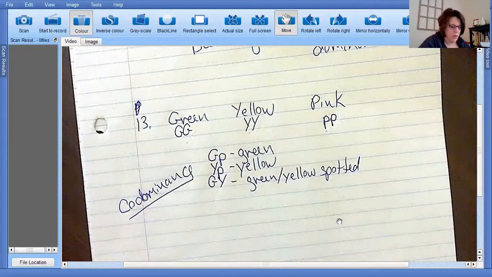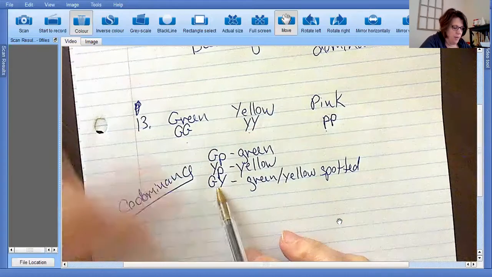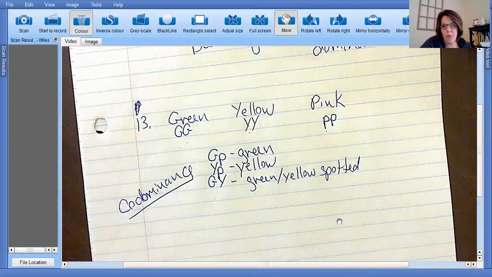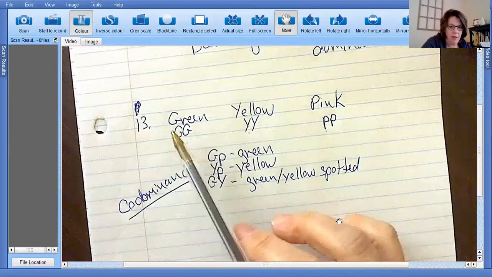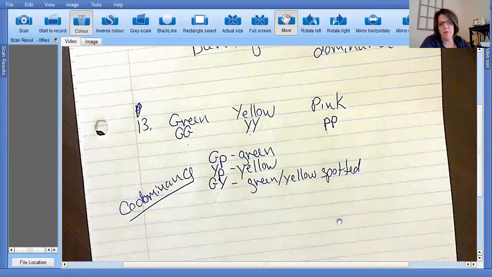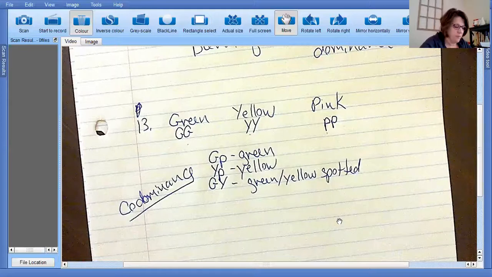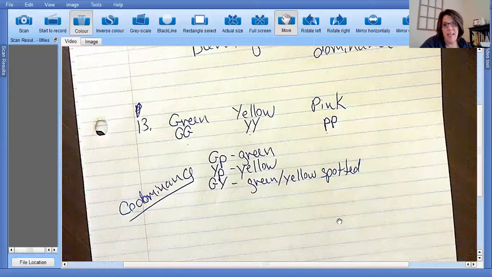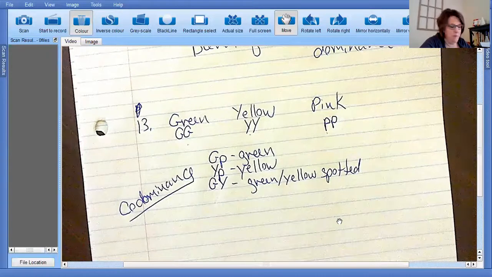So here we have an example of codominance with yellow and green, but this is also an example of a multiple allele trait. We don't just have yellow and green that we're dealing with, we also have this third allele of pink being recessive. So this is an example of both codominance and multiple alleles. And this is very similar to our human blood type that we'll work on tomorrow.